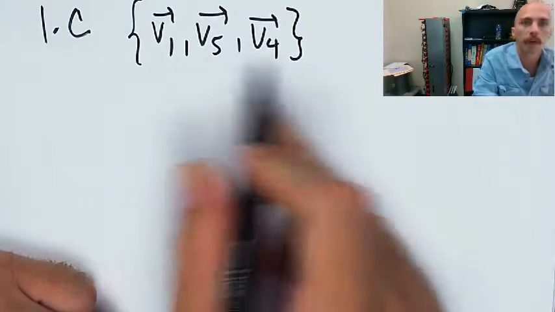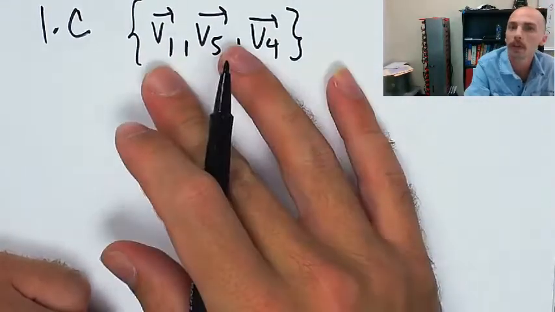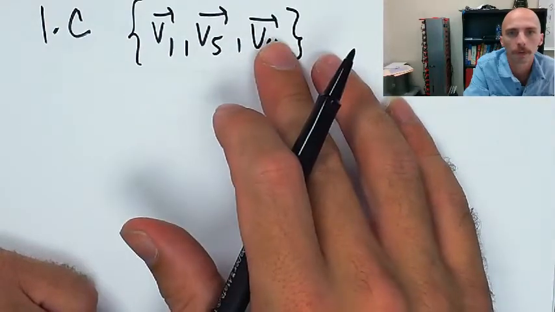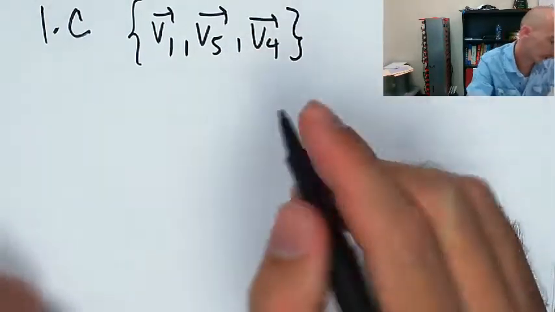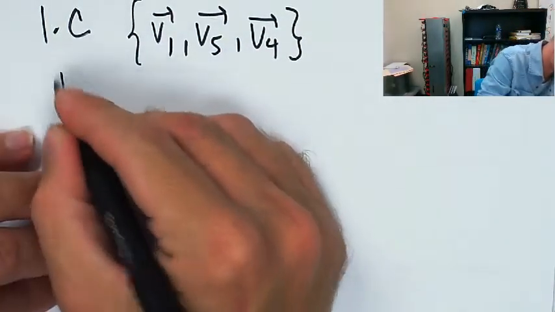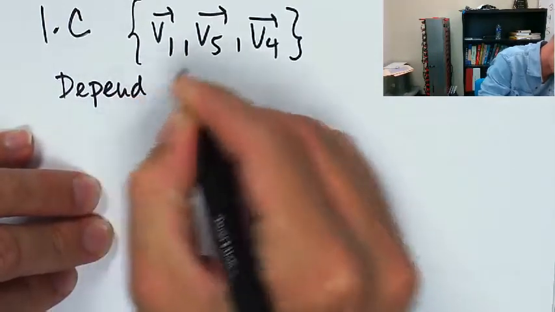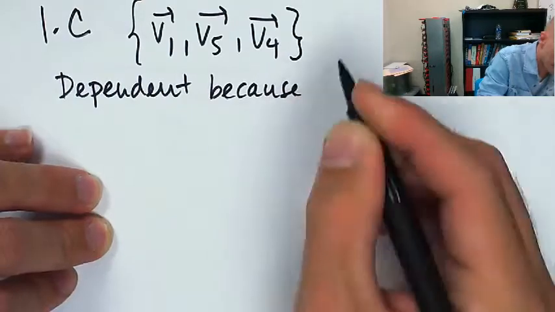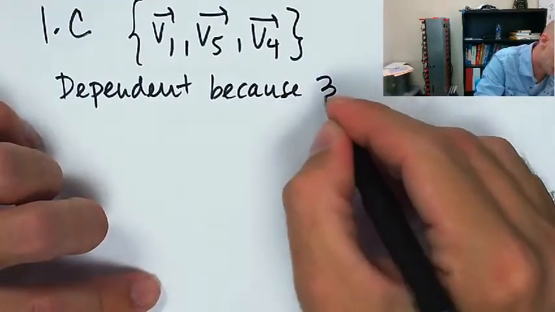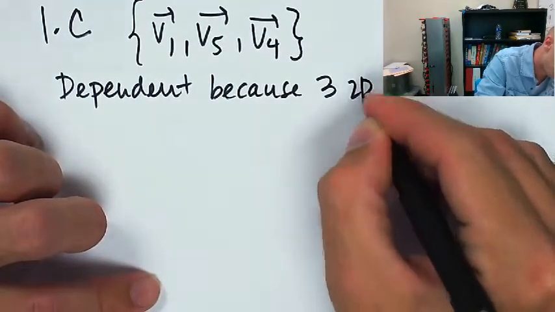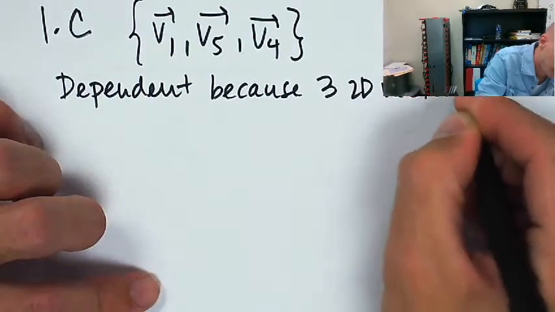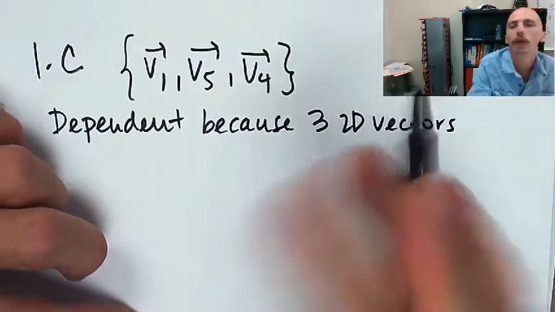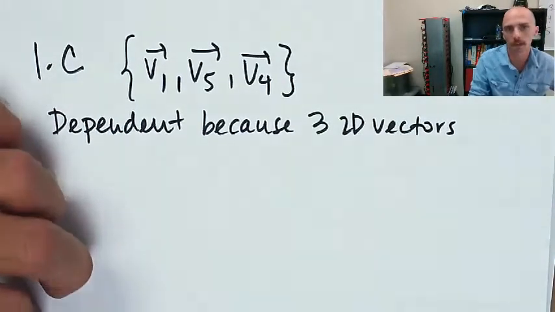I'm not even going to copy the numbers, or even look at the numbers, because I know that all the V's are 2-dimensional vectors. And if I have 3 2-dimensional vectors, I'm just going to say dependent because there's 3 2D vectors. If you have too many vectors for the space you're in, it's going to be dependent, for sure. And I'll show you how I can cook up a combination of these.